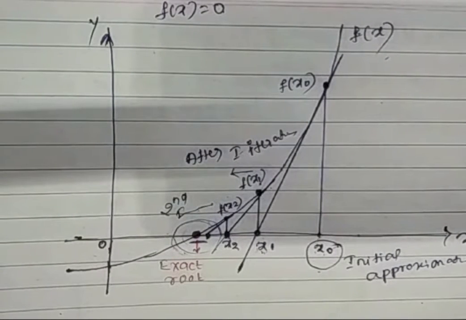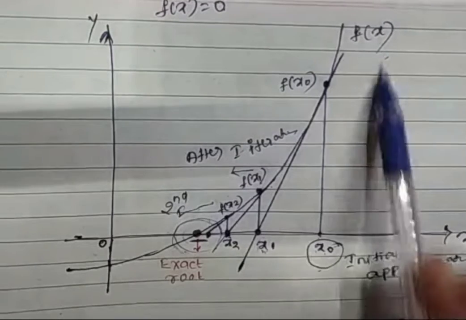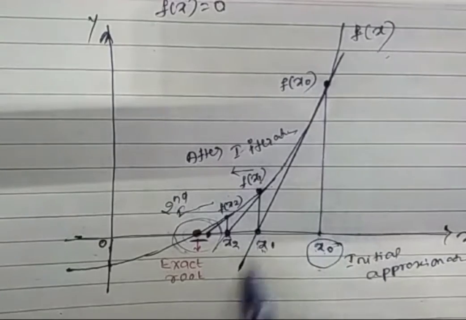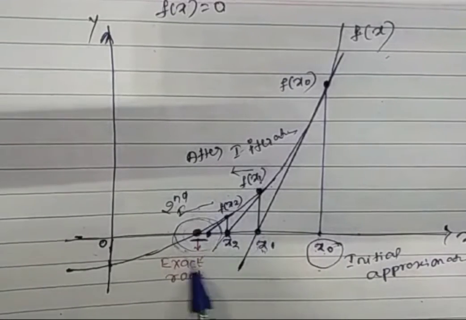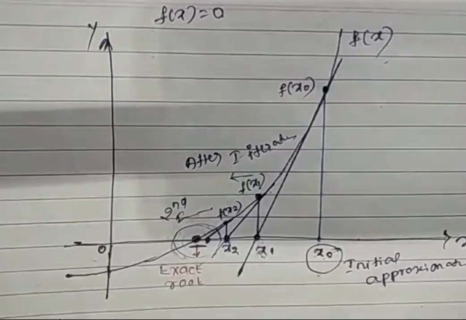So this is the concept behind the Newton-Raphson method, that with the help of the tangent line concept, we are reaching the exact root.